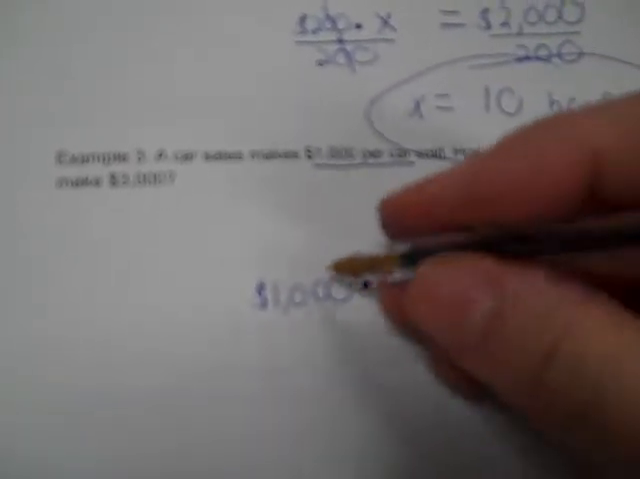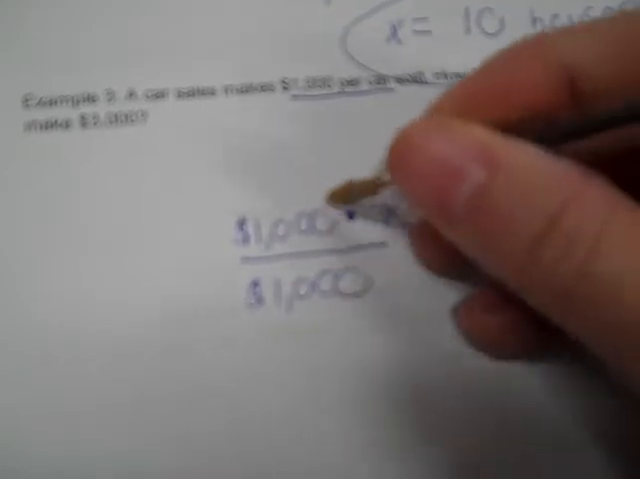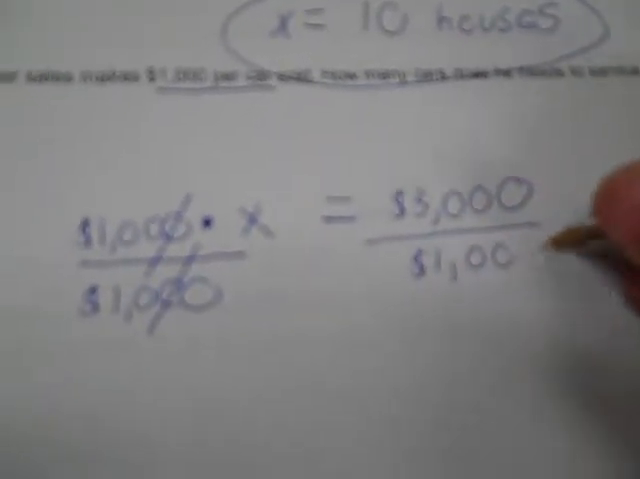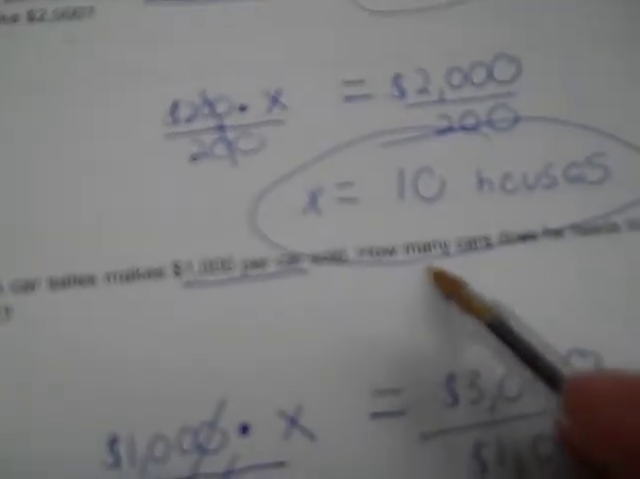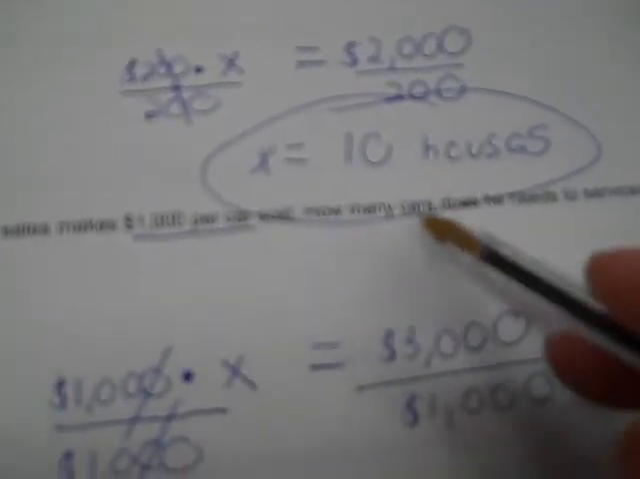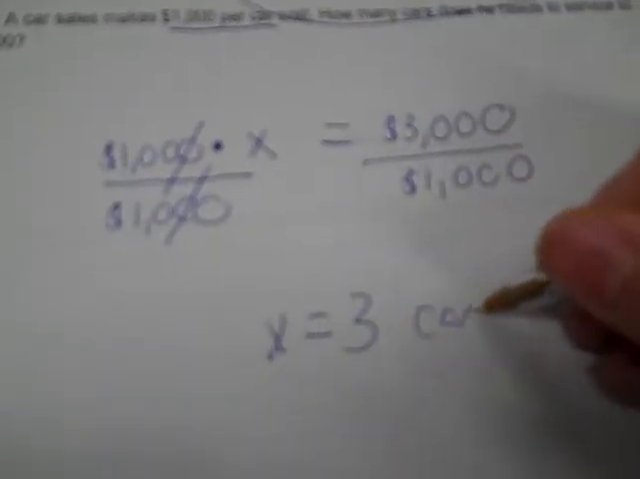So again, on this problem, that means I'm going to divide both sides by the 1,000. Those cancel, and we're going to divide by 1,000 here. Okay? So X equals, and 3,000 divided by 1,000 is 3. Now it said how many cars. Look at how many cars. So 3 cars.